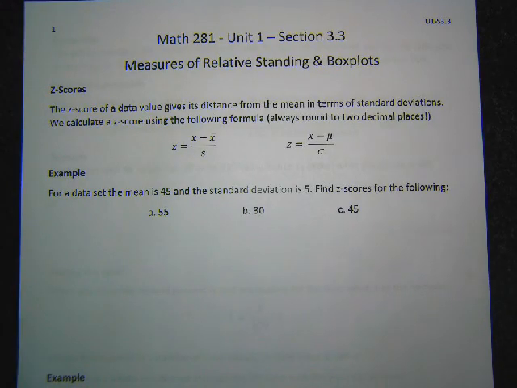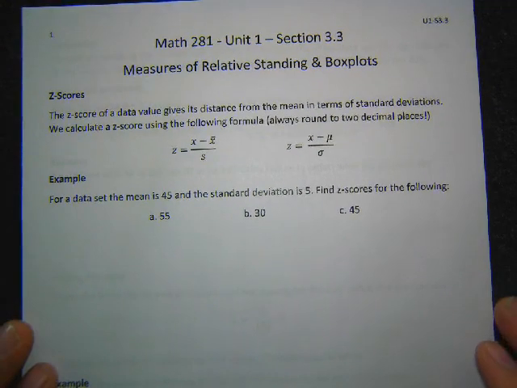So far in chapter 3, in 3.1, we introduced the idea of measures of center, numbers like mean, median, mode that tell you about the middle or the typical value of a set of data. And in 3.2, we talked about measures of variation, the spread of the data, things like range and standard deviation. We can measure how spread out the data is.